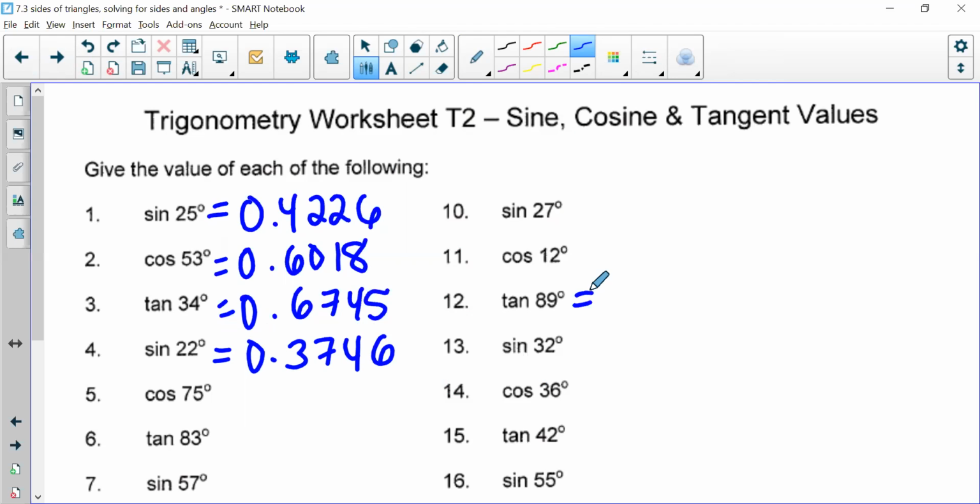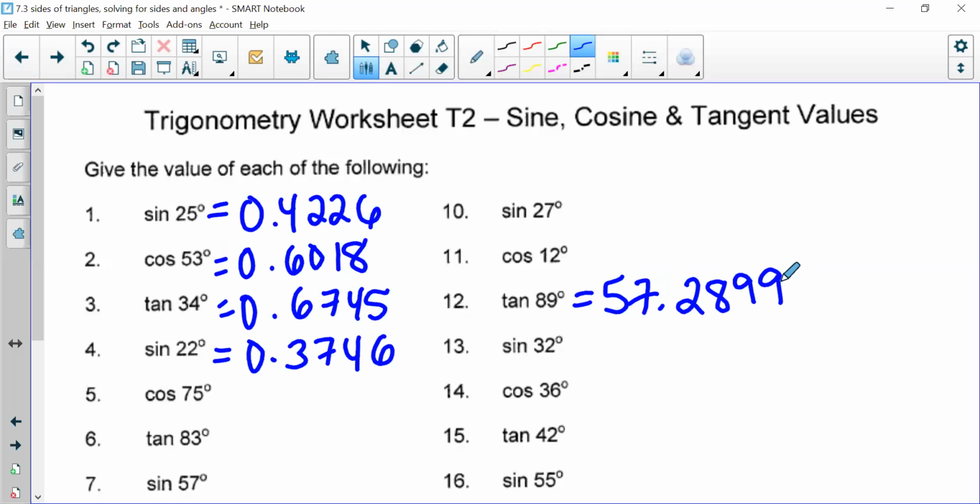Skip over to number 12. What's the tangent of 89? It's 57.289. Yeah. 57.2899. Very good. This is a weird one, so I wanted to grab this one for a minute so we could look at it. 2899 goes on and on.